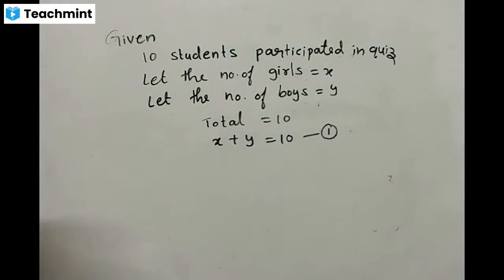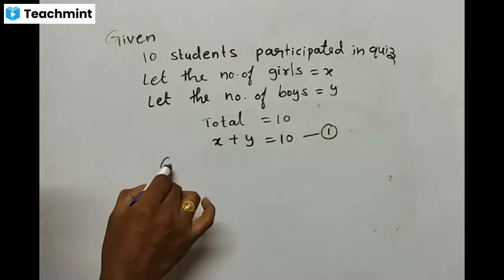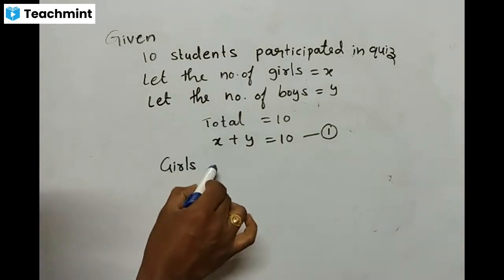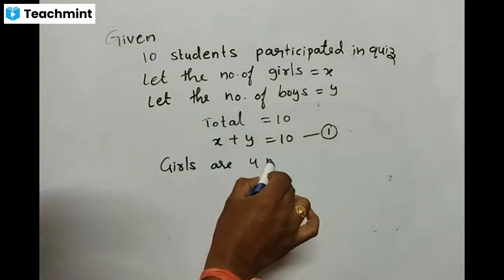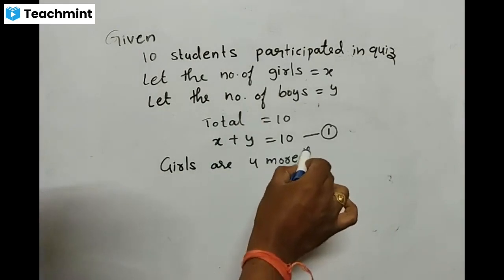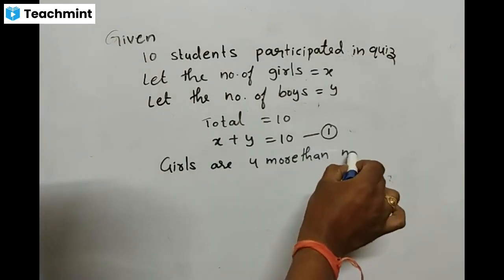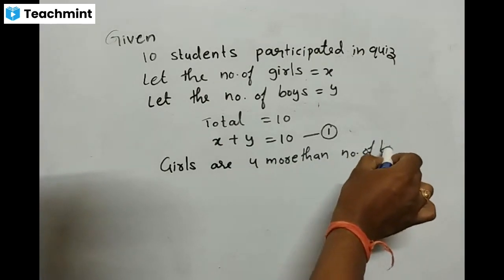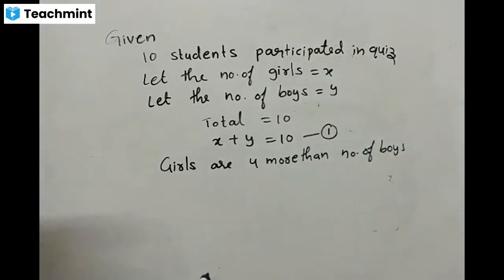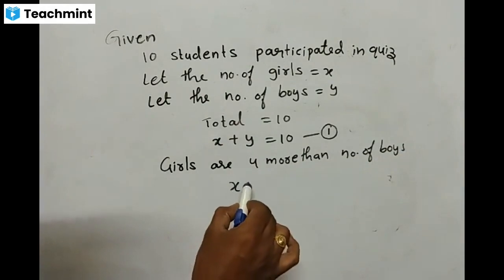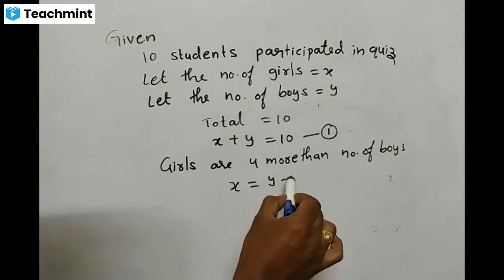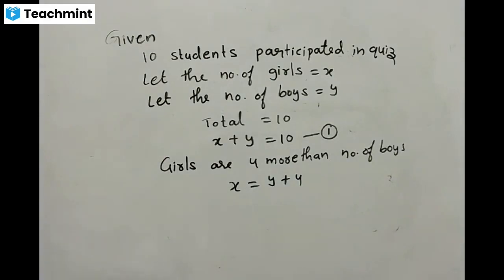So what is the one more condition? The girls are 4 more than the number of boys. That's it. Yes, sir. So girls x is equal to y plus 4. Okay. This is equation number 2.